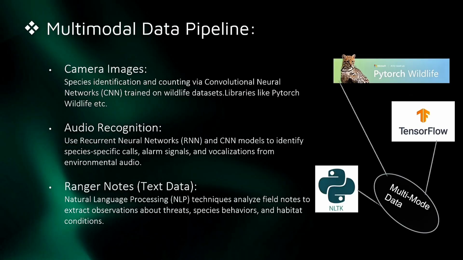The multimodal data pipeline contains camera images, on which we have trained an animal identification and detection system. Second is audio recognition, which is used for the alert system. If a poacher shoots at some animal, the gunshot is heard by the devices and an alert goes to the forest rangers.